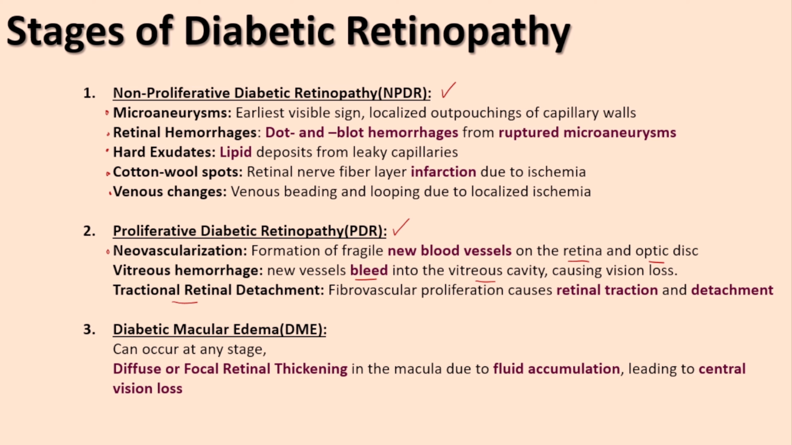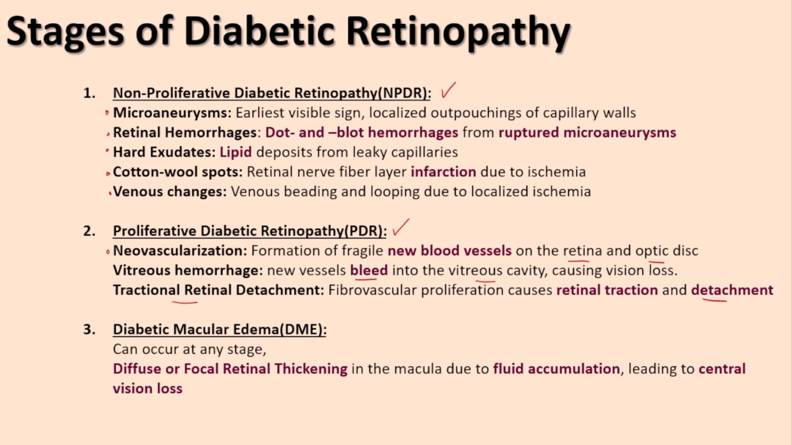Another change in this stage of proliferative diabetic retinopathy is tractional retinal detachment. Here we have fibrovascular proliferation. This causes retinal traction, and as a result the patient may have retinal detachment, and this is one of the very serious complications of proliferative diabetic retinopathy.